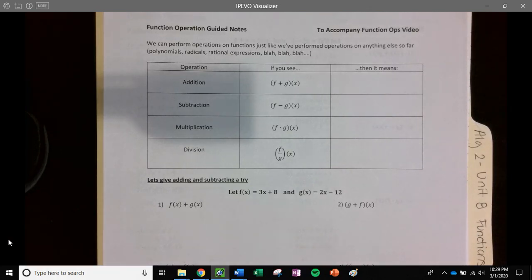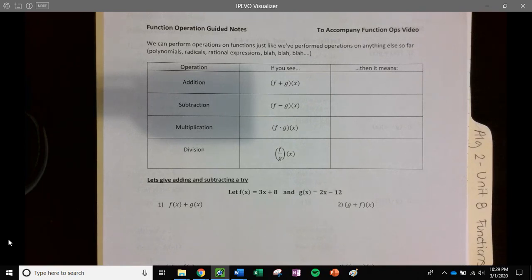Okay, everybody, you should have had a self-guided lesson in class regarding functions, just an introduction to functions to jog your memory about what functions are all about. In this video, we're going to talk about operations on functions. Just like anything else we have talked about thus far in the year, radicals, polynomials, rational expressions, all that good stuff, you can perform operations on functions. So addition, subtraction, multiplication, and division are the four mathematical operations that we're talking about.